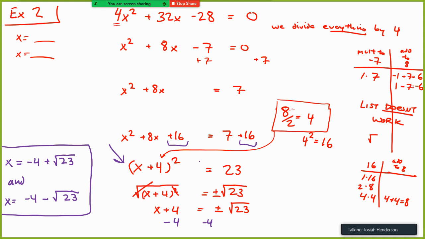Okay, here we go. Example 3. Find the solutions of the quadratic. And here it is: negative x squared plus 4x plus 12 equals 0. Okay, so let's just go straight to completing the square.